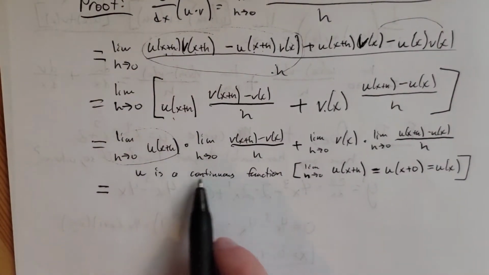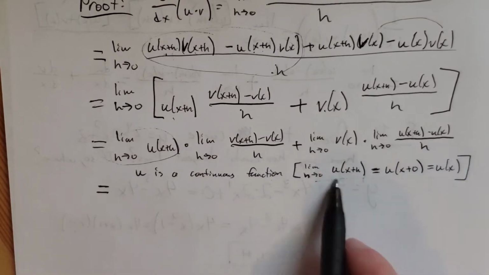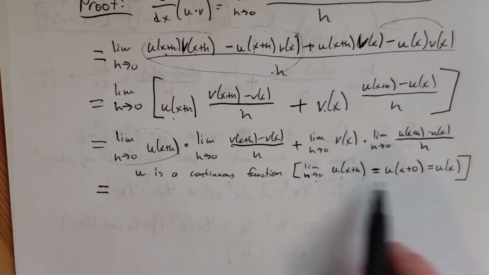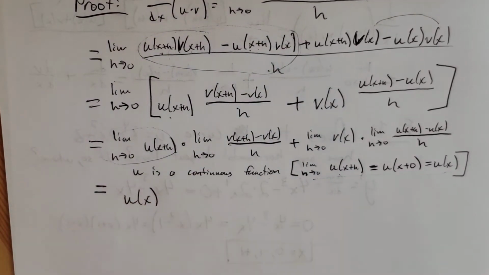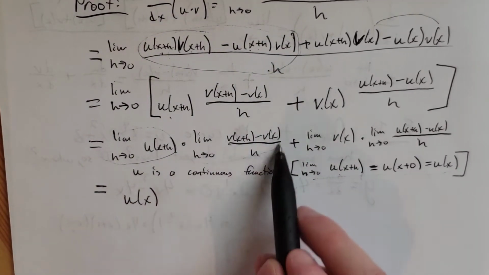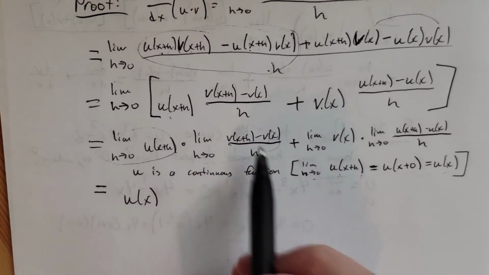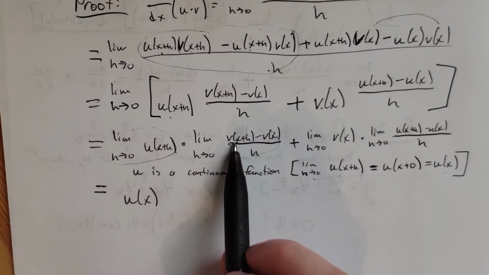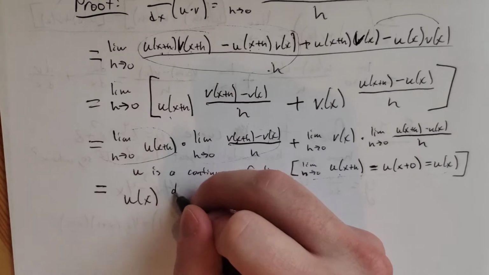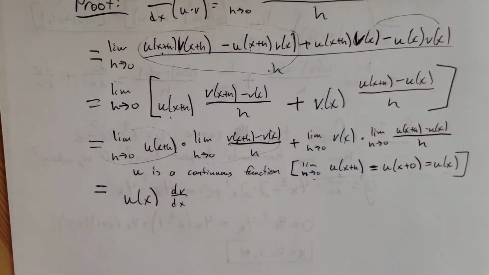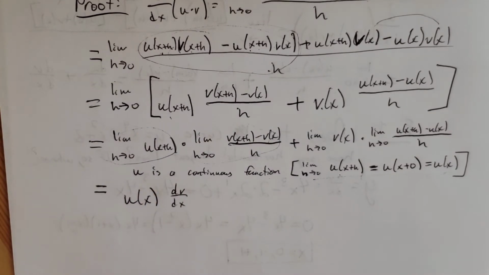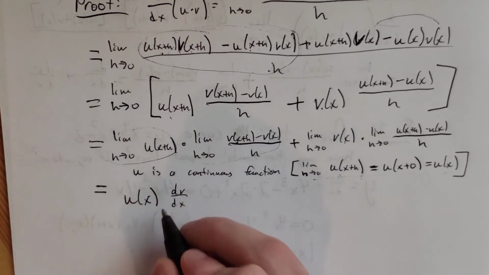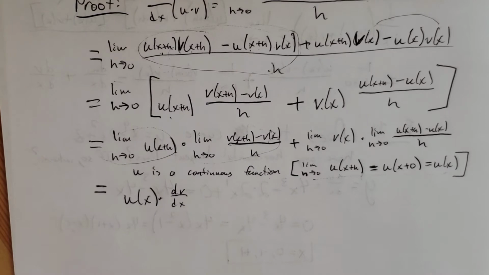Okay, so since u is a continuous function, we get this, and that is that the limit as h goes to 0 of u of x plus h is just u of x. So this is u of x times, and then what is this? Hey, that's our definition of the derivative of v. And again, we were told v is differentiable, so we do have a derivative. So this limit does in fact exist, and that is just the derivative of v.